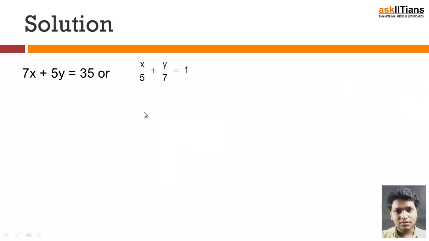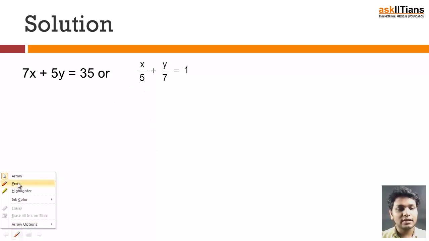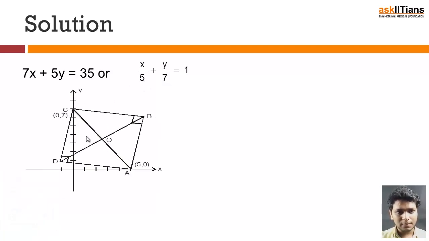So let us see what the question will be. This is the final format of the line in the intercept form, and this is how the square is going to look. Consider the axes, and it is being intercepted on the axes. So C point is (0, 7), A point is (5, 0). We have to find out the points B and D.